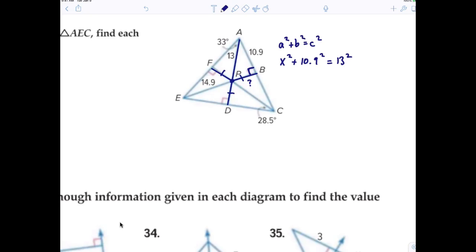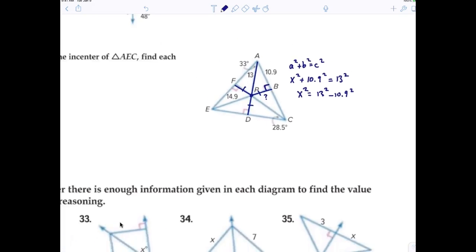So again, x squared is equal to 13 squared minus 10.9 squared. Enough now. You okay? We're working. Come on. Take out your calculator and let's go. Is everybody all right with that now? Let's finish this off real quick.